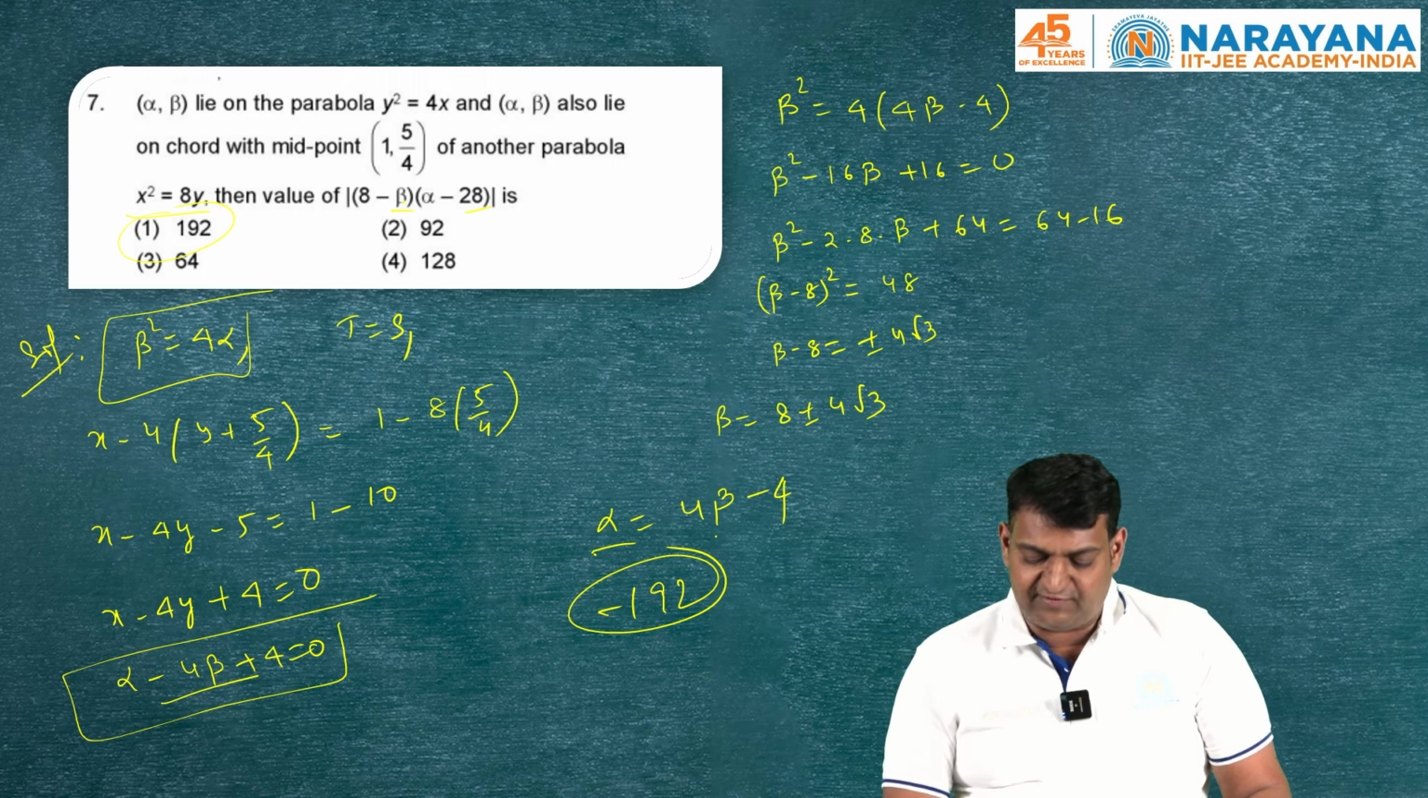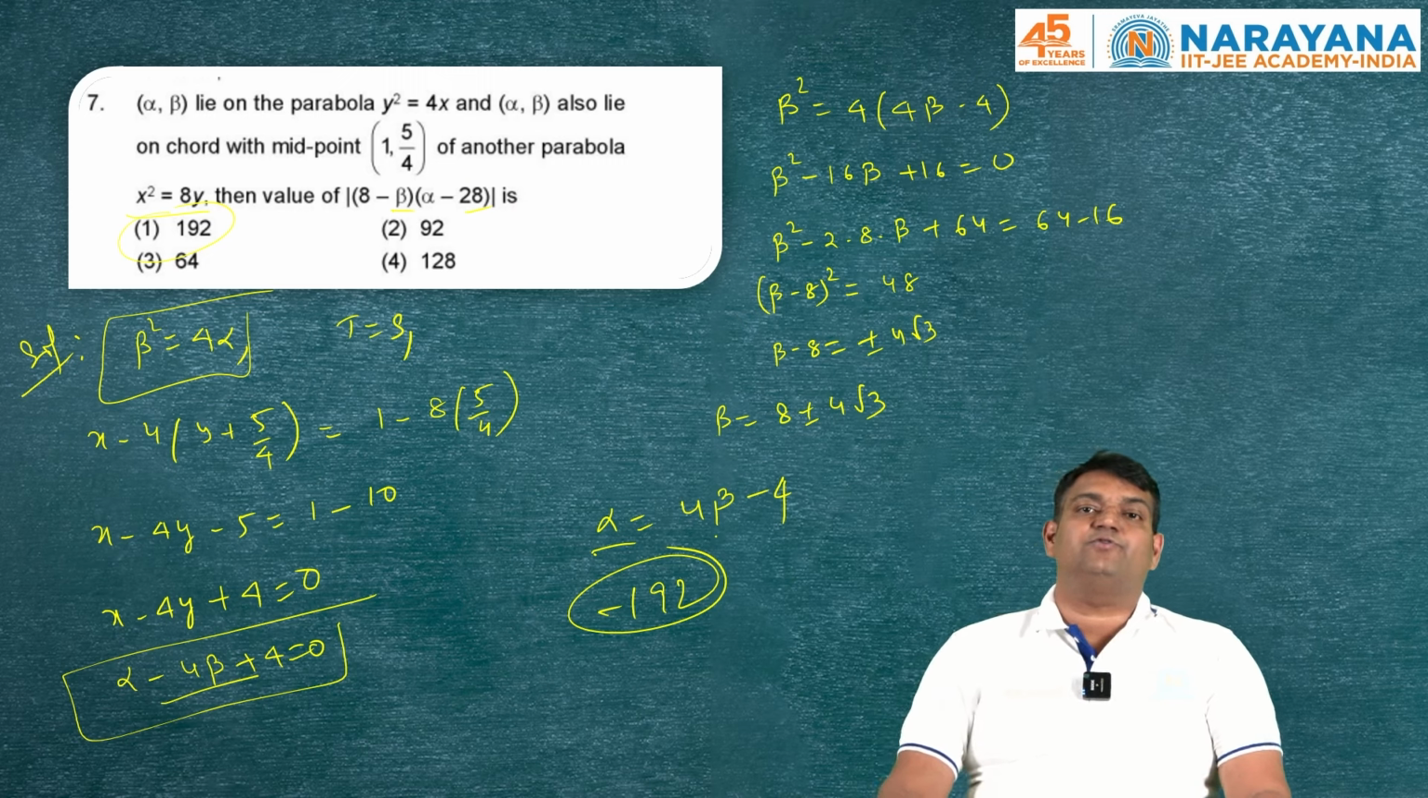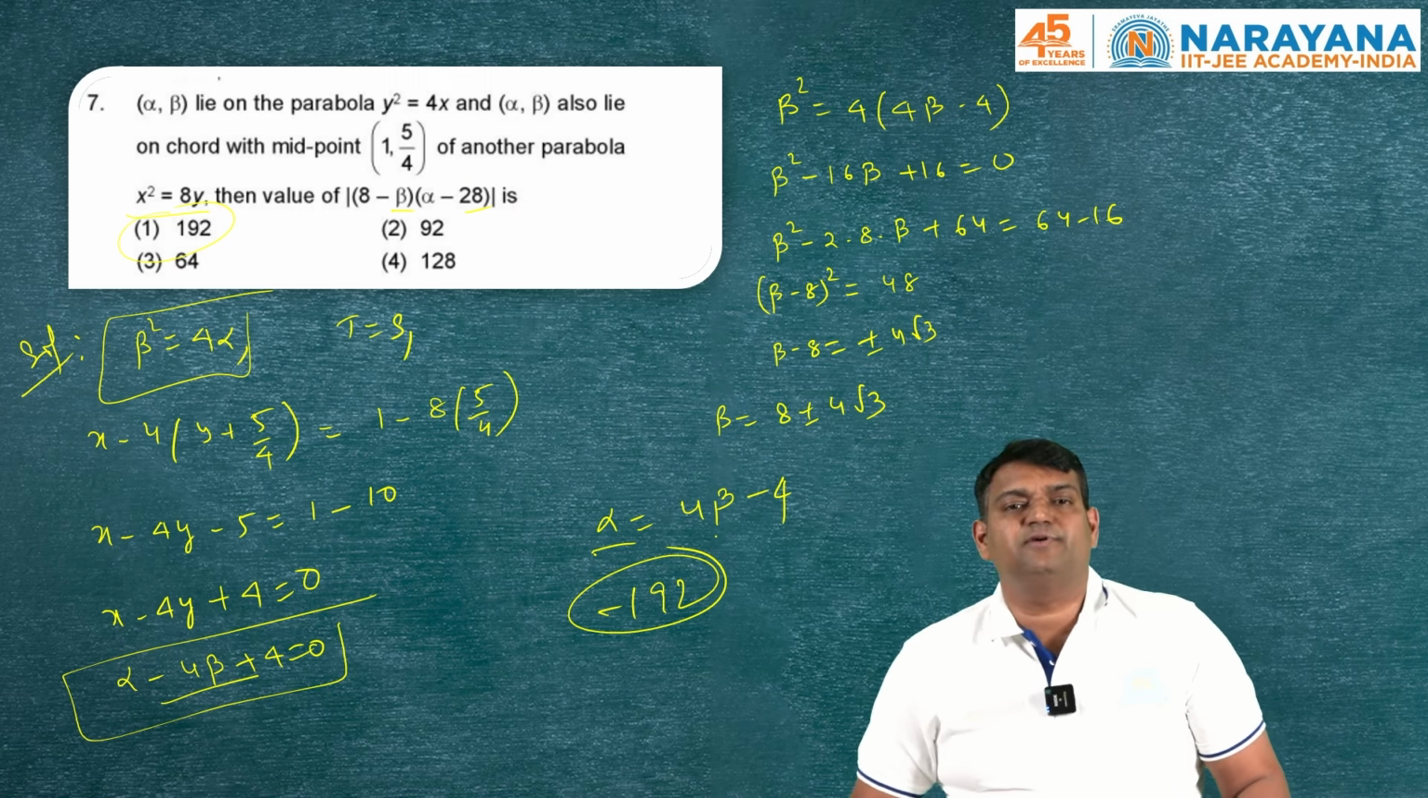Substitute beta here, you will get alpha. Substitute the alpha and beta values here, you will get the value as actually minus 1/2. He asks you the modulus of that. So the answer will be 192.